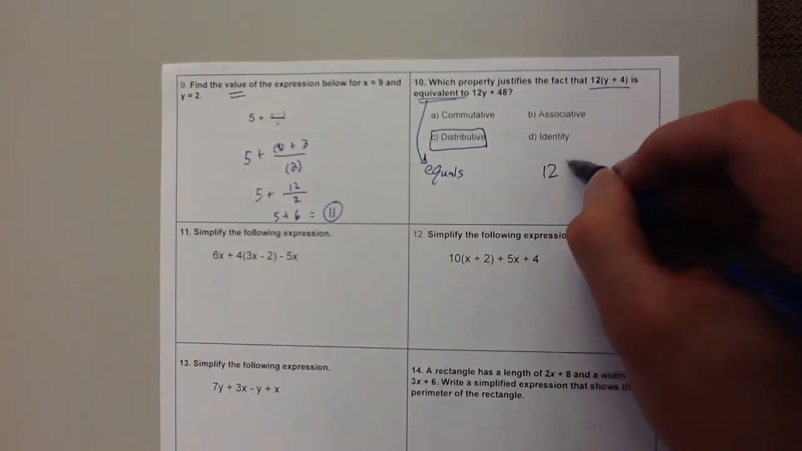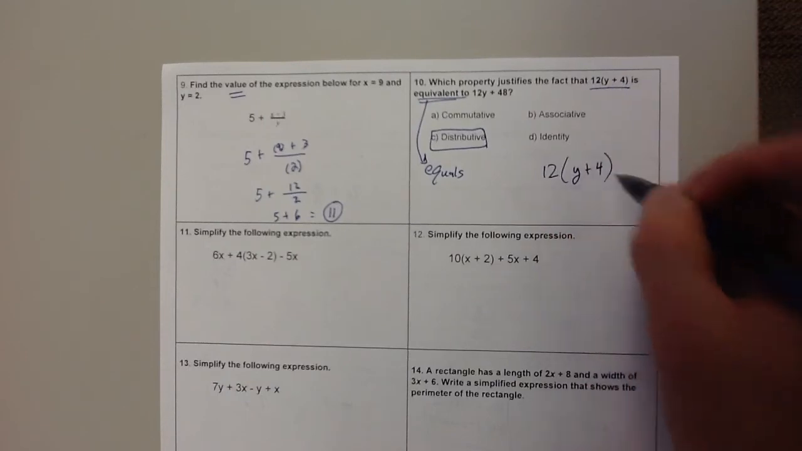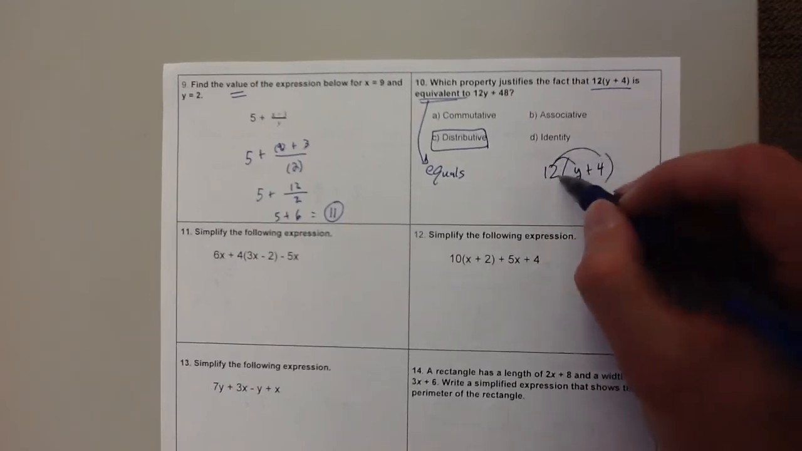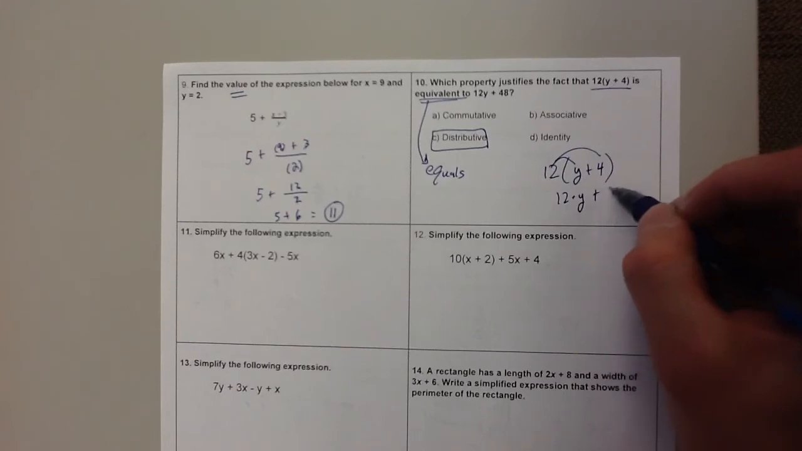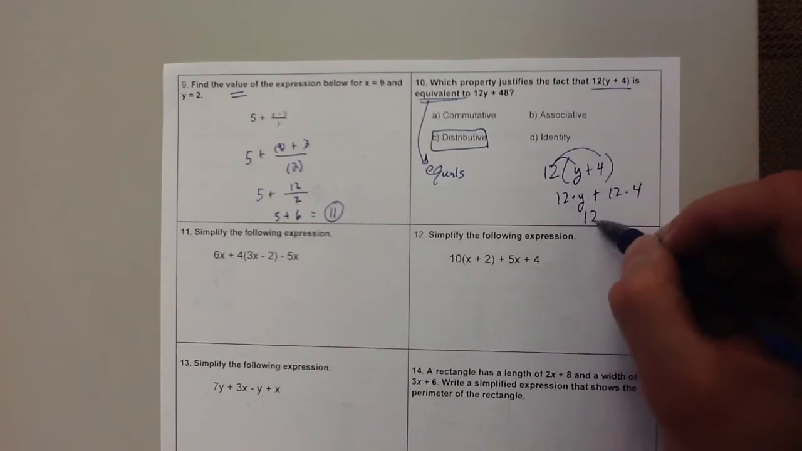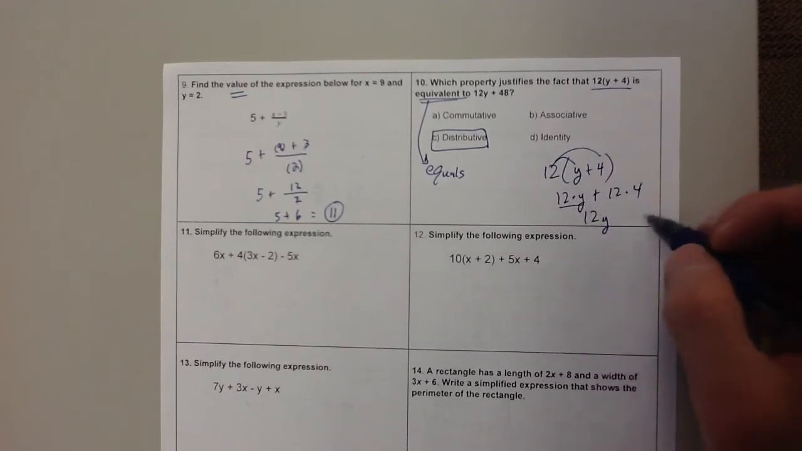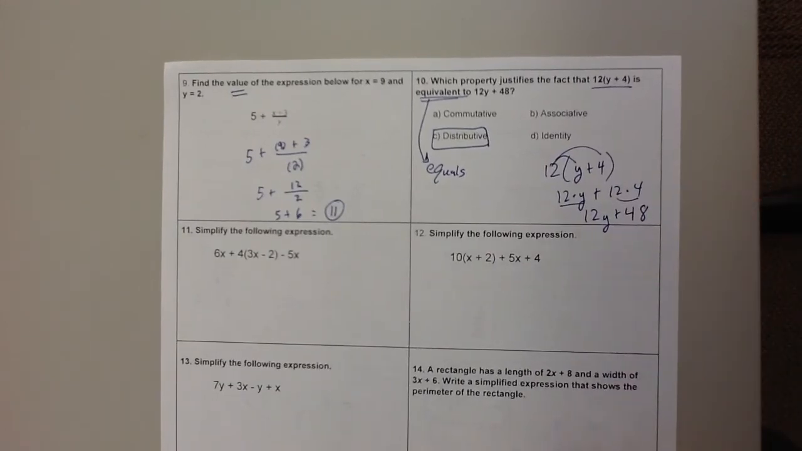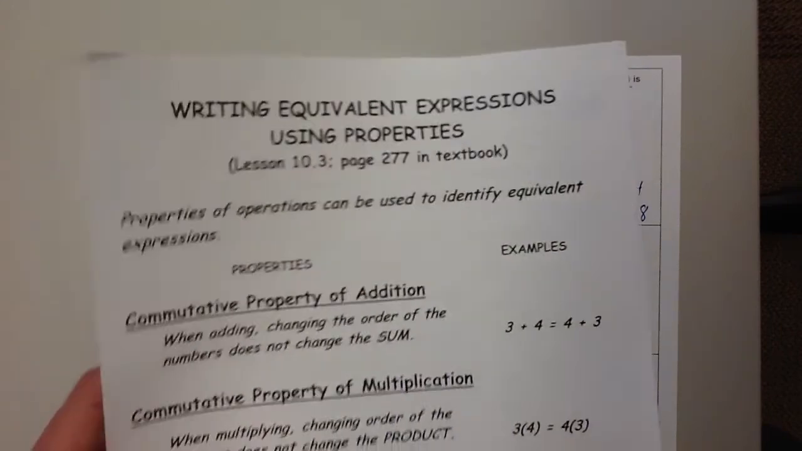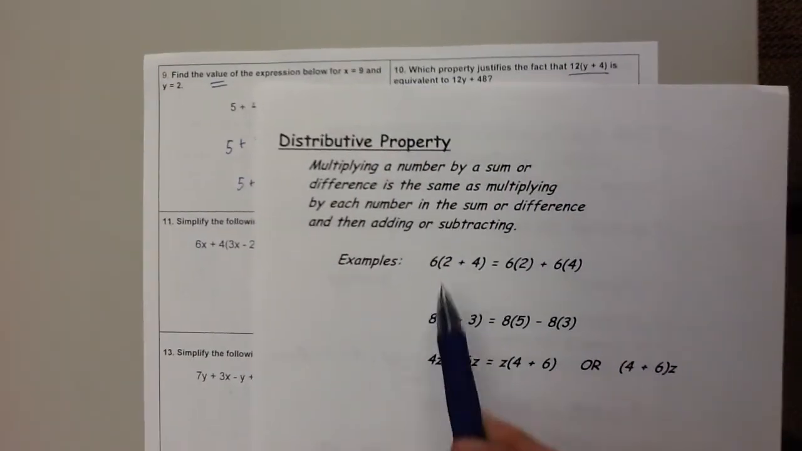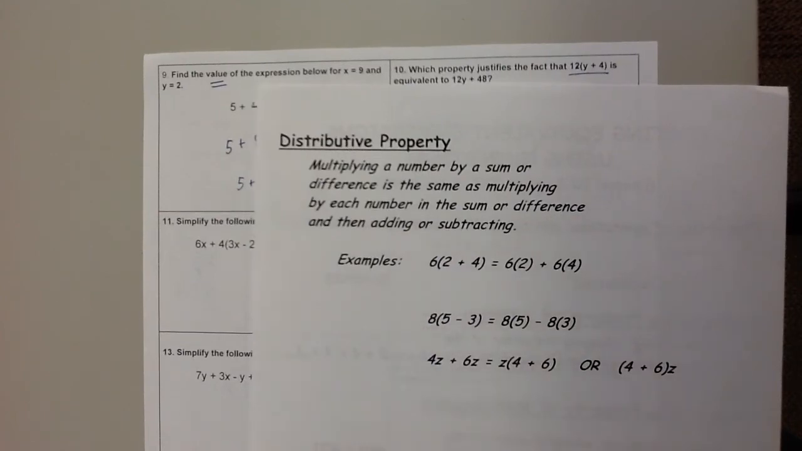If I have 12 times y plus 4, I would distribute by showing the rainbow. I have 12 times y plus 12 times 4. So that would give me 12 times y is 12y. 12 times 4 is 48. Okay. This comes from our properties chart. Looks like this. The properties chart, also posted on Google Classroom. This right here explains the distributive property.